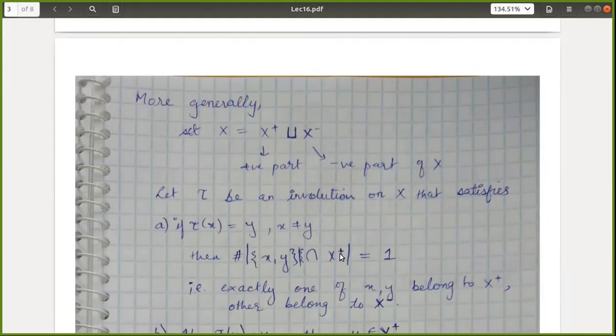In fact, it says more. What does it say? Both x and y cannot be in X minus either. So this intersection is exactly one element, be it x or be it y. And since X is X plus disjoint union X minus, and tau is an involution on X, if one of the elements is in X plus, the other element automatically is in X minus.